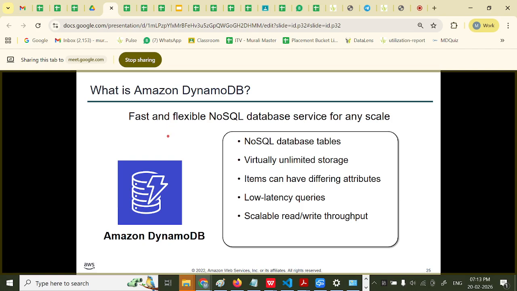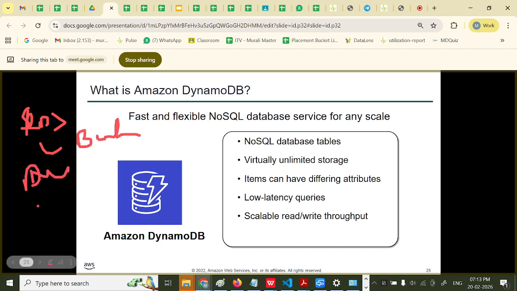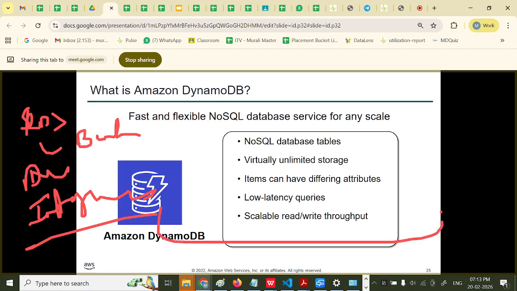Now why do we want this DynamoDB? So DynamoDB, what is the example I gave you? For SQL, that is for RDS, I gave the example as bank. Now DynamoDB, which is NoSQL, the best example will be Instagram. So Instagram, can you put text also? Can you upload video also? Can you upload image also? PDF, anything you are able to upload, right?